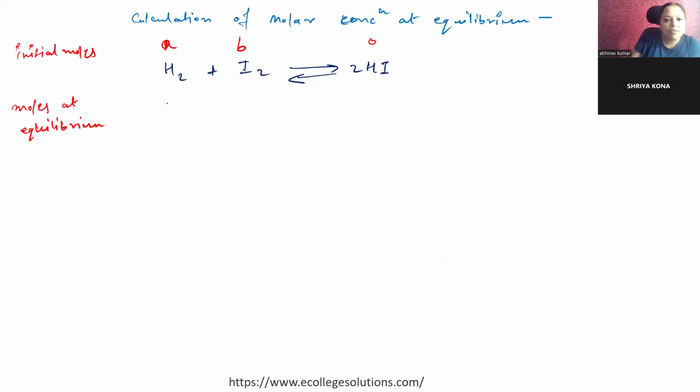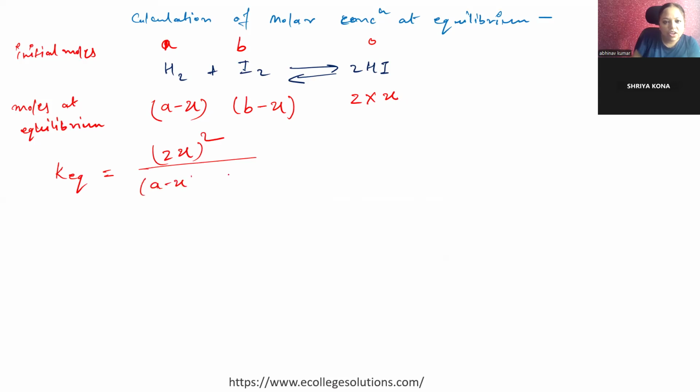At equilibrium, definitely A will be A minus x, right? It means x part of the A has been broken out. Similarly, x part of B will be broken out because you are producing 2 times x. Now, if I ask you to write the equation of K equilibrium, you will write 2x whole square, because it is product whole square over concentration of reactants. Got it. Right? 2x whole square over concentration of the reactants.